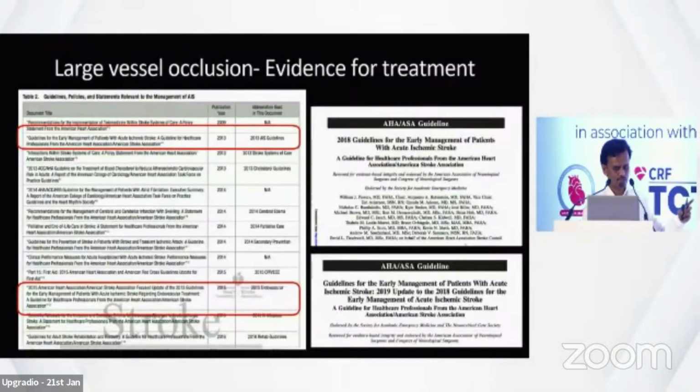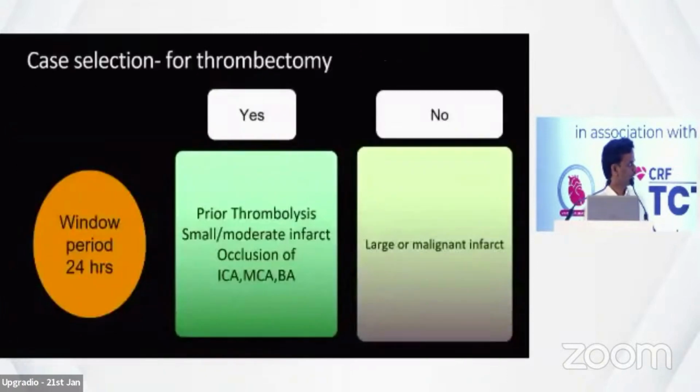And the guidelines, Dr. Rajesh already described very nicely in the previous talk. What the guidelines say is basically that the window period is up to 24 hours. That is a concluding thing. Patients who have small infarcts or moderate infarcts are the candidates, and this is a no candidate. If you have a large infarct, you don't take that patient. And if you have an ICA occlusion, MCA occlusion, or basilar artery occlusion, you can simply take that patient.